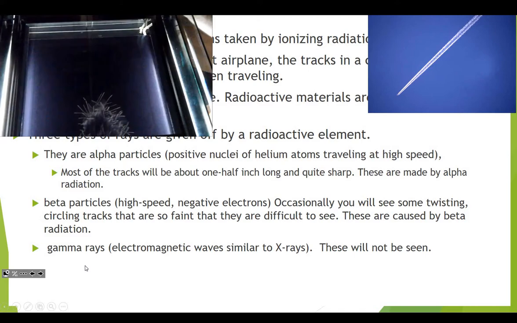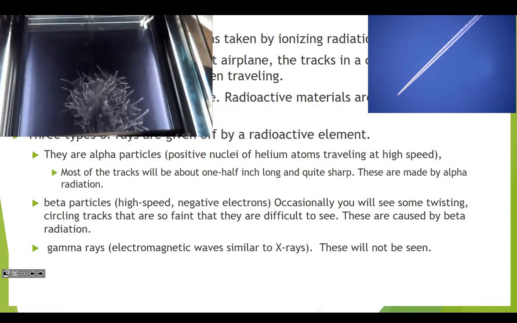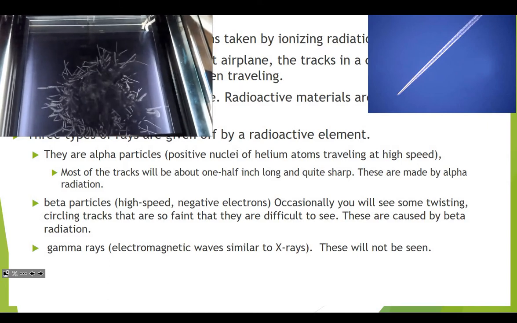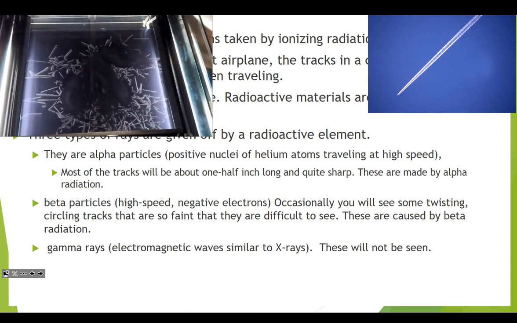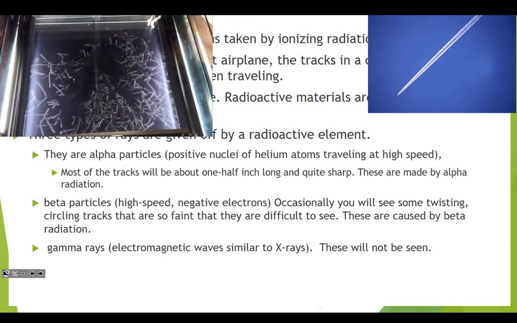Now this one I'm going to show you an example of right now. This is all alpha particles that you'll see, okay? So we'll get this started hopefully. Come on. Doesn't want to start. Let me go over here and get it started. This one is a very strong alpha source. We're going to see a lot of the alpha sources when we go back to lab.